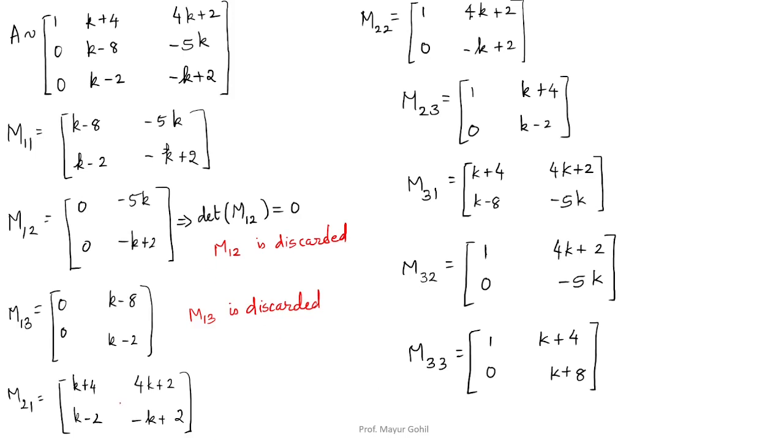Now let us calculate the remaining determinants. So for the first one, let us see how to calculate the determinant. So when we calculate the determinant of M11, it is not equal to 0. We have to calculate it. Let us see what value for k we will get. So that will be k minus 8 multiplied by minus of k plus 2, minus of minus 5k times k minus 2, not equal to 0.